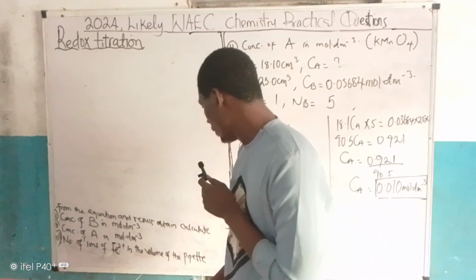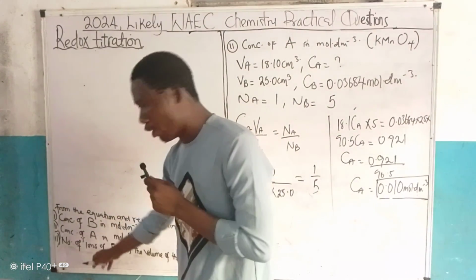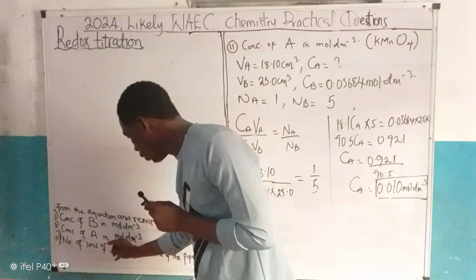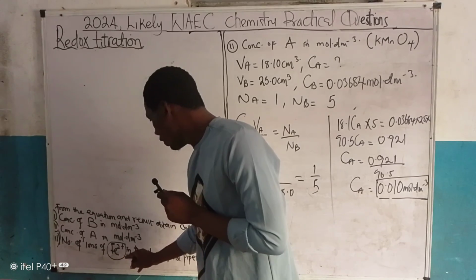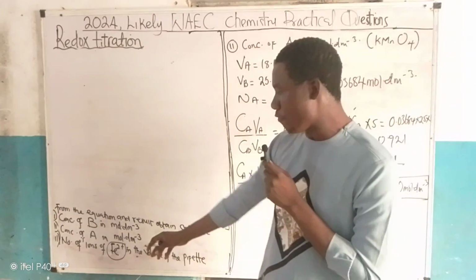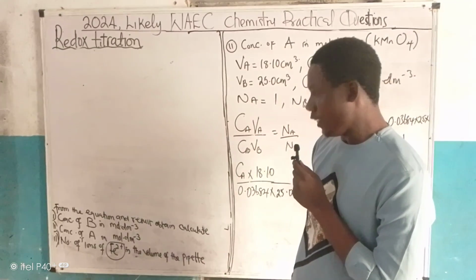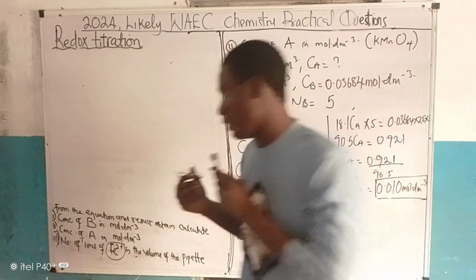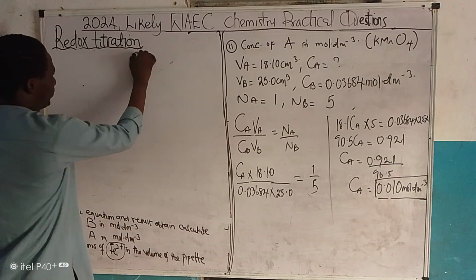They said we should do what? Calculate the number of ions of Fe2+ in the volume of the pipette. Calculate the number of ions of Fe2+ in the volume of the pipette. What do we need to do? Very easy. All we have to do is simple.